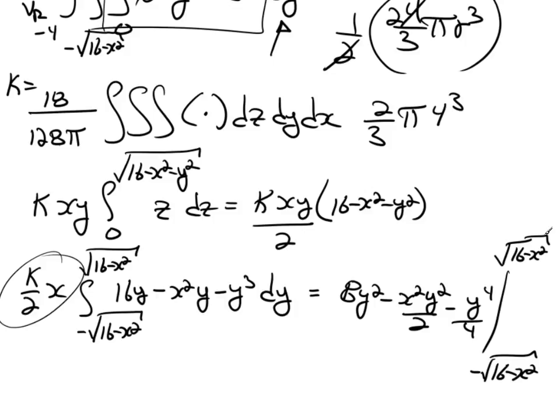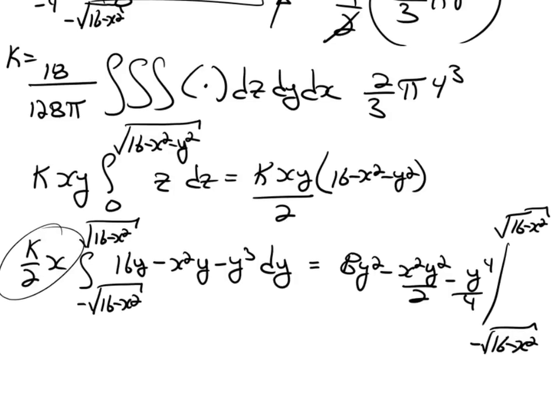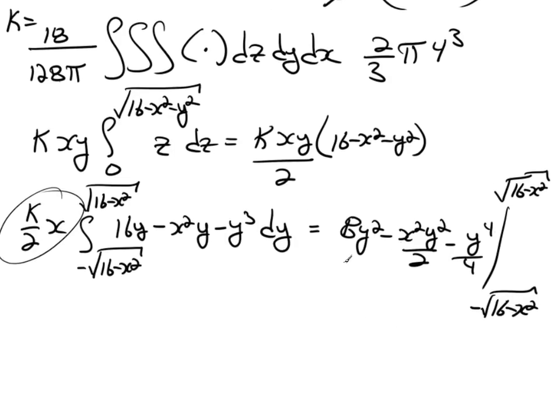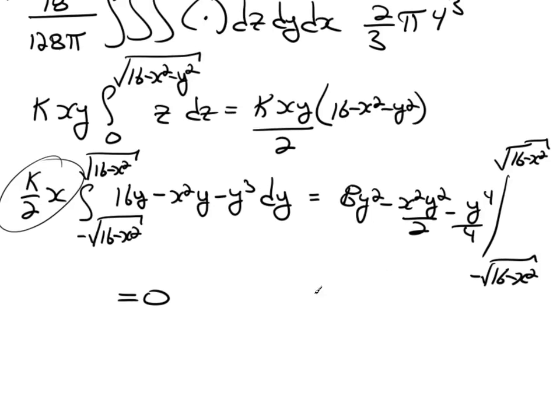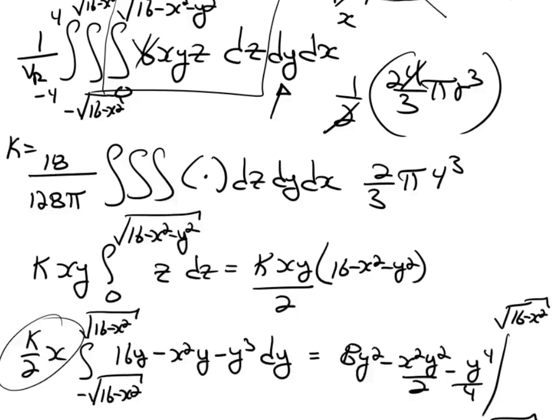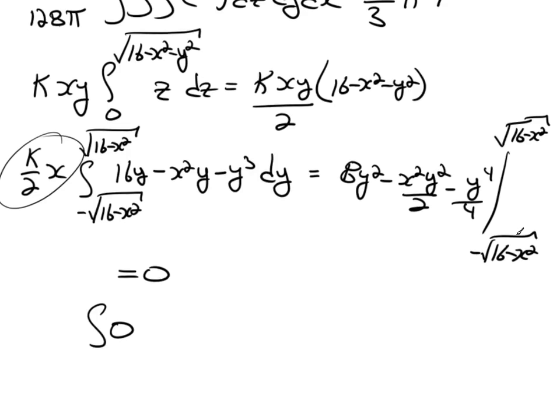Actually, I can stop now because I'm really done. I don't know if you noticed, but this is an even function. So I have an even function evaluated from the square root of 16 minus x squared to the negative of that, and I'm subtracting. That means these are the exact same values, so when I do this, I'm going to get 0. So the next integral is just the integral of 0 dx, which is just 0.